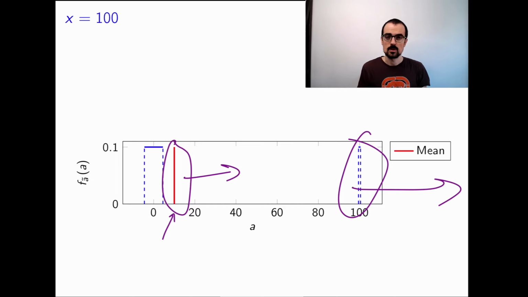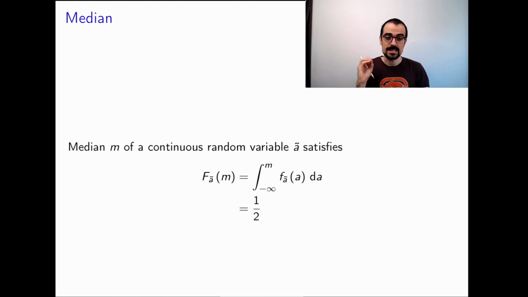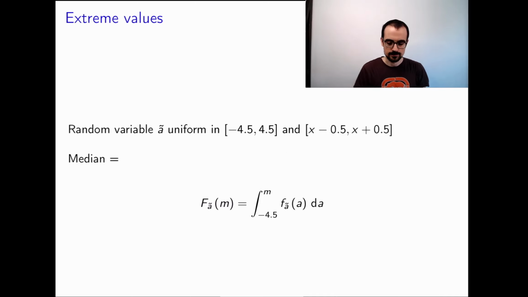So what should you use? Well, we can go back to our original argument where we were saying that in a typical value, about half of them should earn less, half of them should earn more. What does that remind you of? It should remind you of the median, because the median is exactly that. It's a number m such that the probability that you're below m is exactly 1/2. And the probability that you're above m obviously is also 1/2. So let's compute the median for our example, and let's see how it depends on these extreme values. So again, we're uniform between minus 4.5 and 4.5, and x minus 0.5 and x plus 0.5.